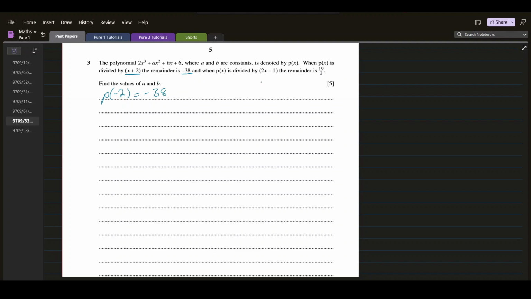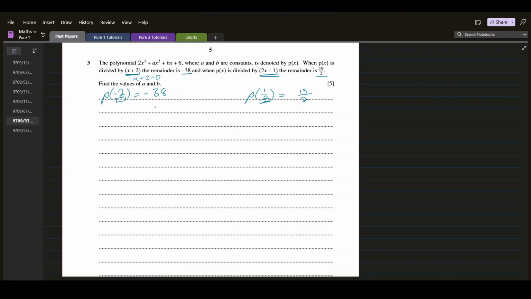And we are also given that when p of x is divided by 2x minus 1, the remainder is 19 over 2. So again, using the remainder theorem, we can say that p of, in this case, half is equal to 19 over 2. So the value that we put here basically represents the value you get for x when you equate the bracket to 0. So if you had x plus 2 is equal to 0, our x would be negative 2. If you had 2x minus 1 is equal to 0, our x would be half.